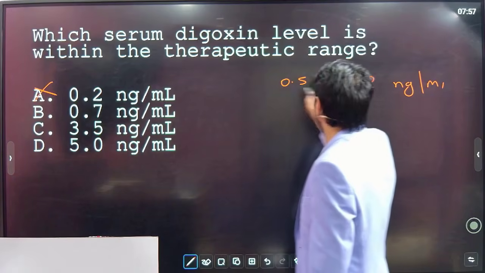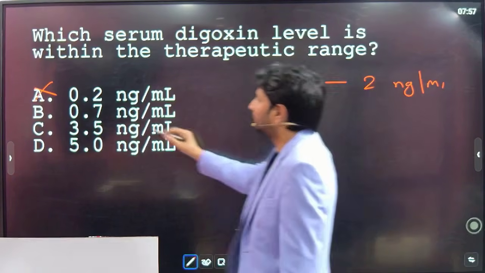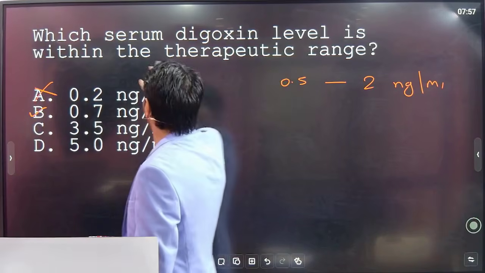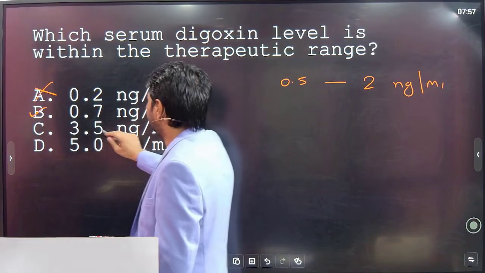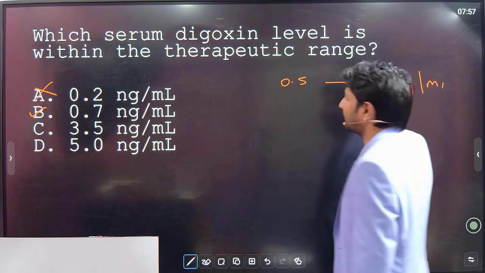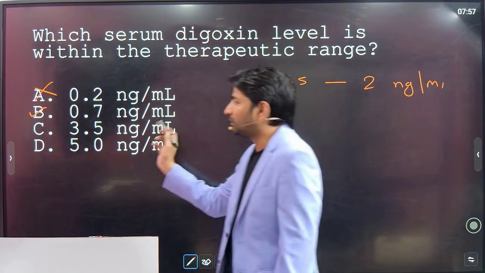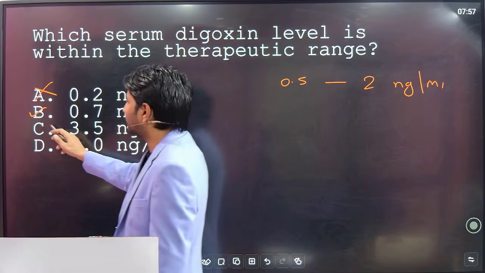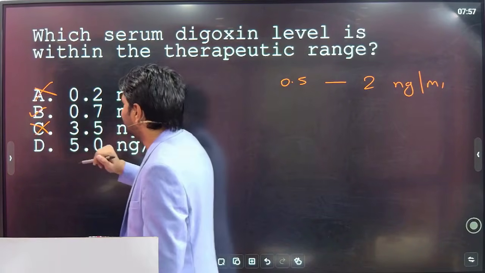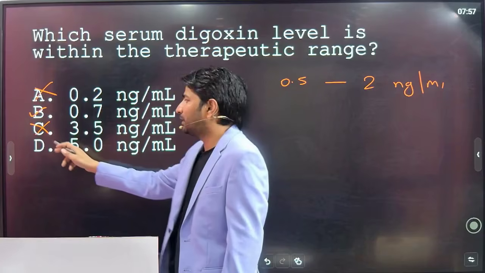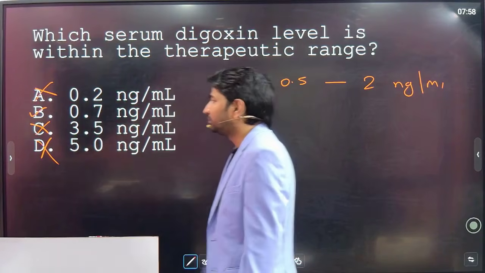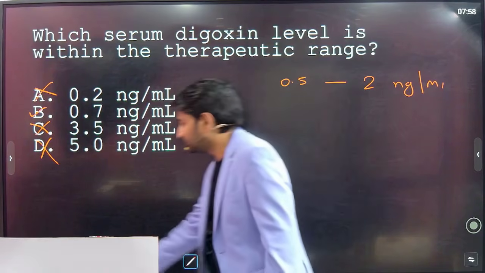0.7 nanograms. Look, this is coming within this range, right? This means this is the correct range. This means its therapeutic range. 3.5 nanograms. Look here, more than 2, which means it's gone above 2. This means 3.5 is too high, and being high means toxicity will occur. So this won't fall within the therapeutic range. 5 is already high anyway. This means this also won't be in the therapeutic range.